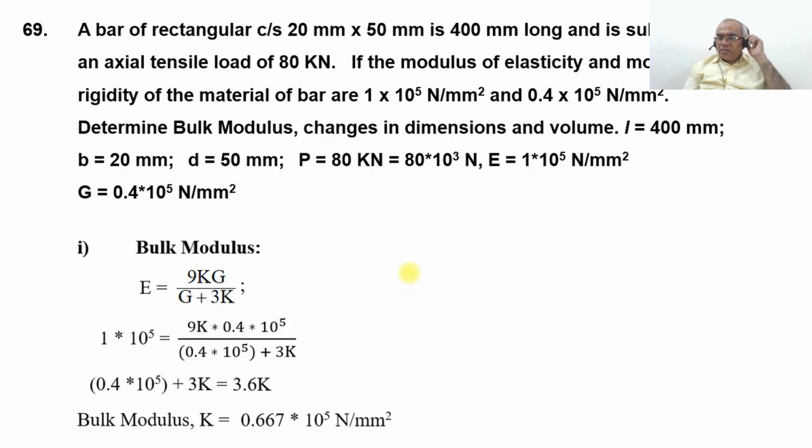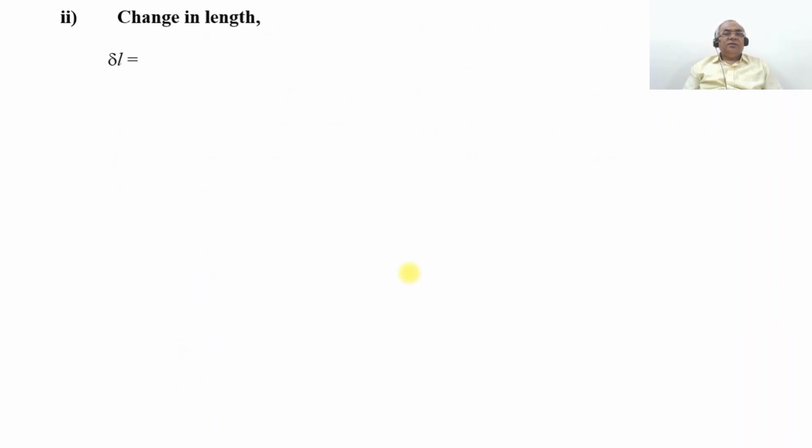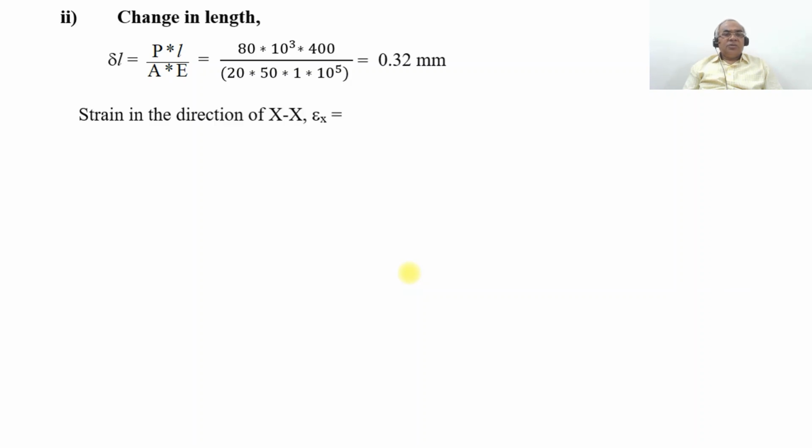Once you get the bulk modulus, now we need to find out the changes in dimensions and volume. So what is the change in length? Delta L will be equal to P into L by A into E. P is the applied tensile load, which is 80 into 10 to the power of 3, into length 400, divided by area, which is 20 into 50, into 1 into 10 to the power of 5. So you are going to get 0.32 mm. So strain in the direction of xx, which is epsilon x, will be equal to delta L by L, which is 0.32 by 400, which will be equal to 0.8 into 10 to the power of minus 4, which is along the length. It is the tensile load, so it is the extension.